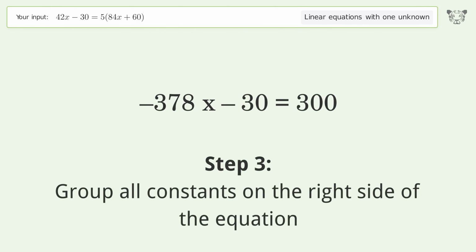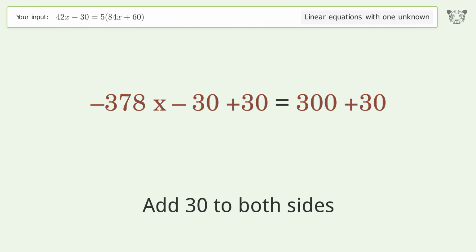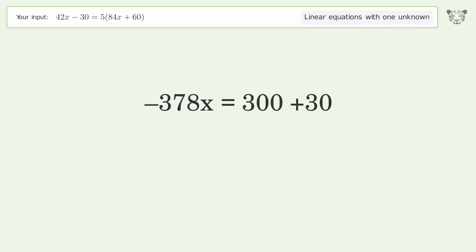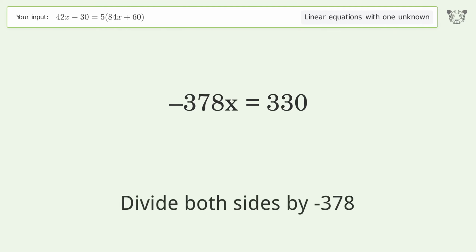Group all constants on the right side of the equation. Add 30 to both sides. Simplify the arithmetic. Isolate the x. Divide both sides by negative 378.